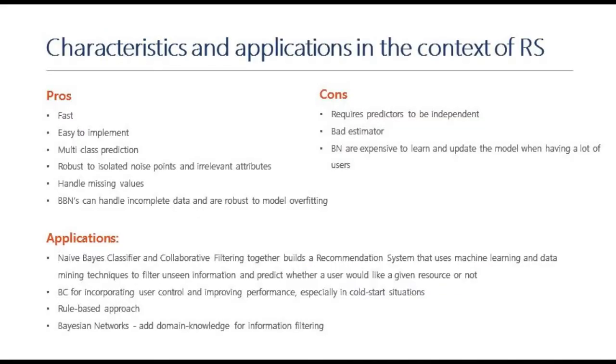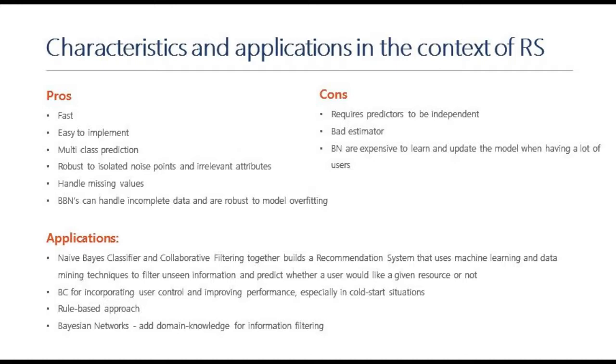So the Bayesian network has a lot of pros. It's very fast and easy to implement, very easy to understand. It can handle multi-class prediction, which is important. It's robust to isolated noise points and irrelevant attributes. It can handle missing values pretty well, and in addition to that, the Bayesian belief networks can handle incomplete data and are robust to model overfitting.